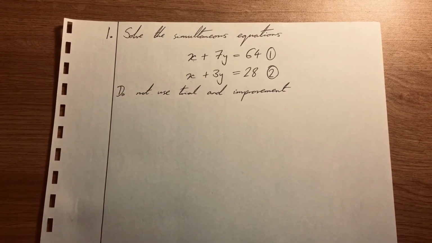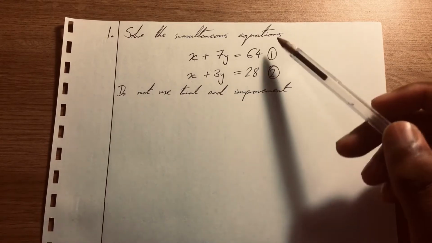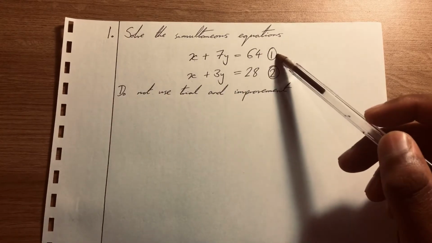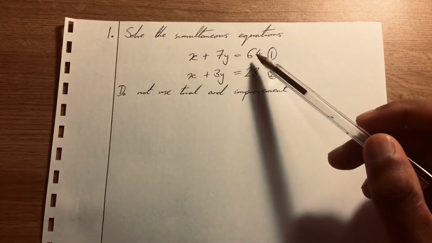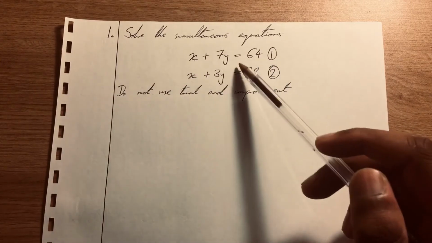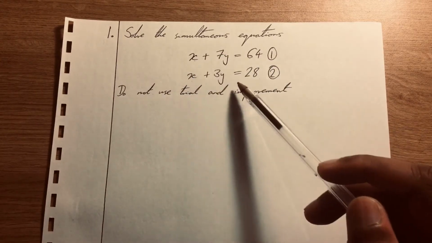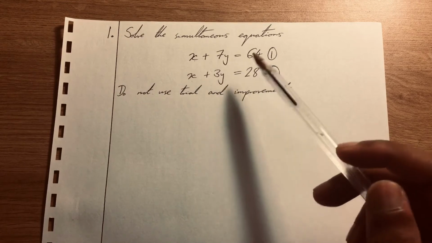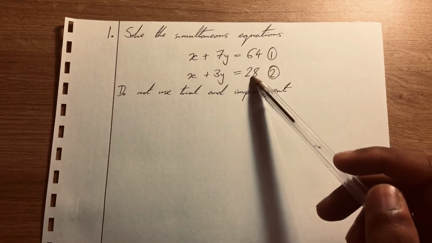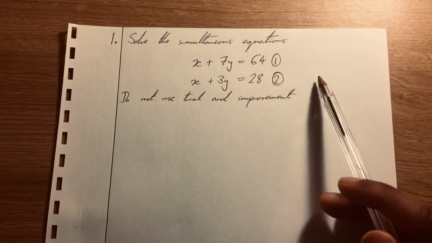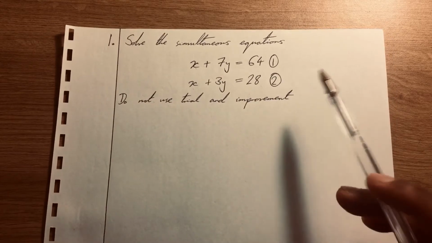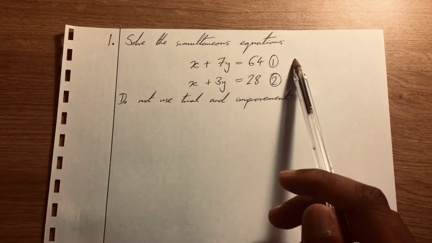Today we're going to be going through a couple of questions on linear simultaneous equations. And when I say simultaneous equations, I'm talking about two different equations that have the same letters inside them. So we've got x and y, and we've got x and y in both of these equations.